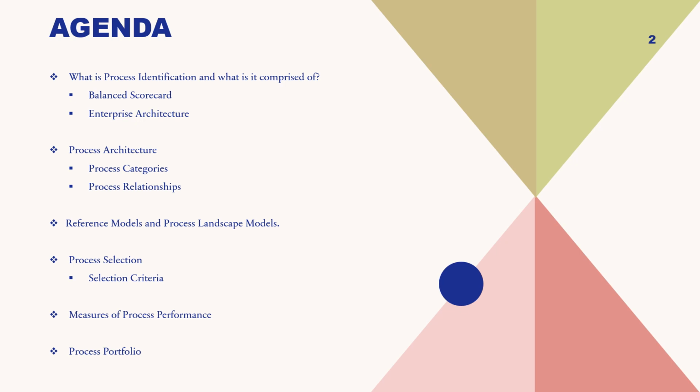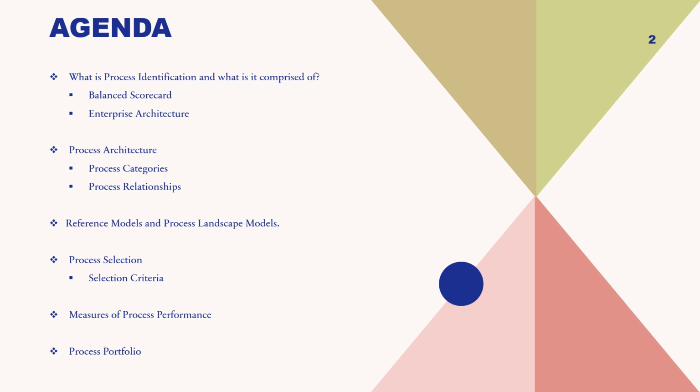This is the high-level agenda of today's presentation. We'll start off by describing what is process identification and what is it comprised of. As we'll see later on in this presentation, process identification is comprised of process architecture definition as well as process selection. Both of these elements will be described later in this presentation in further detail. We'll go through the balanced scorecard approach as well as enterprise architecture.